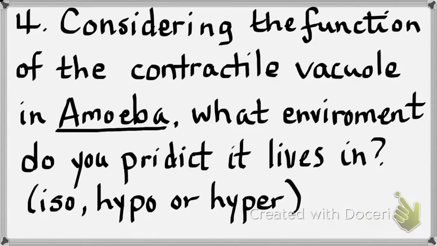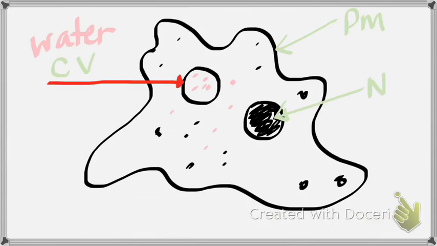Okay, number four, considering the function of the contractile vacuole in the genus amoeba, what environment do you predict it lives in? I gave you those three choices. So to talk about it, I drew an amoeba. And I use some abbreviations up here. It's a single-celled organism. It does live in lakes, ponds, and streams. Ditches, you can find it living in ditches, okay?